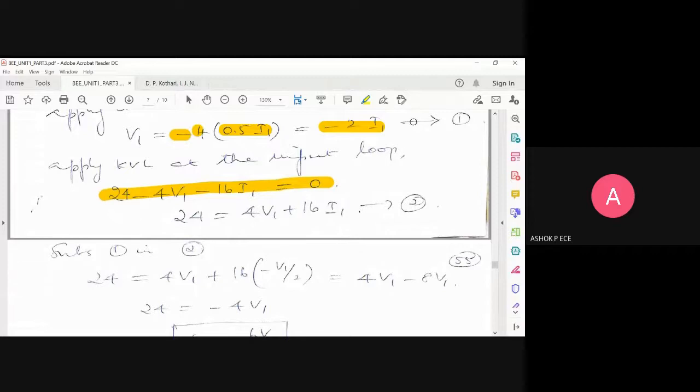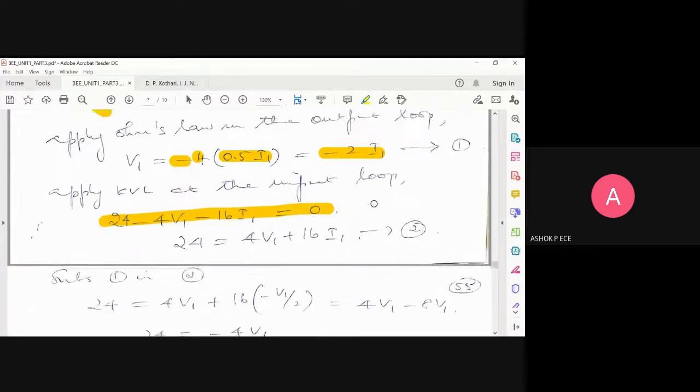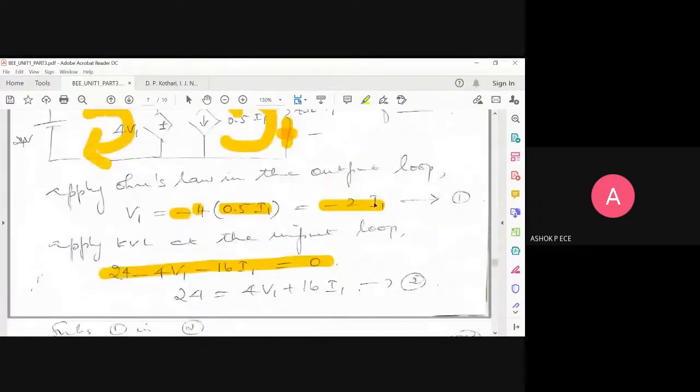So solve equations 1 and 2 and tell me the value of V1. Our goal is to find V1, right? So solve equations 1 and 2, and tell me the value of V1. If anybody is having doubt, please unmute yourself and ask. Others, please solve it. If anybody is feeling confused or not understanding, please unmute yourself and ask. Don't hesitate.